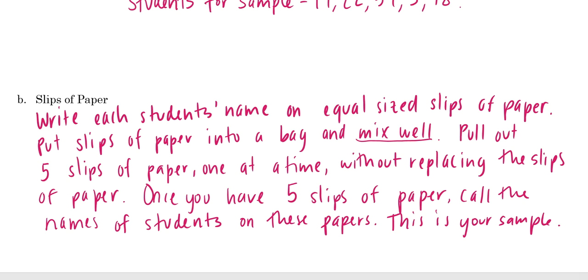Okay. And then once you have 5 slips of paper, call the names of the students on these papers. This is your sample. Again, I'm sort of calling back to the fact that the slips of paper refer back to the names of students. So I'm putting that back into context. So if you're describing how to take a random sample with slips of paper, this is a really good way to do that.